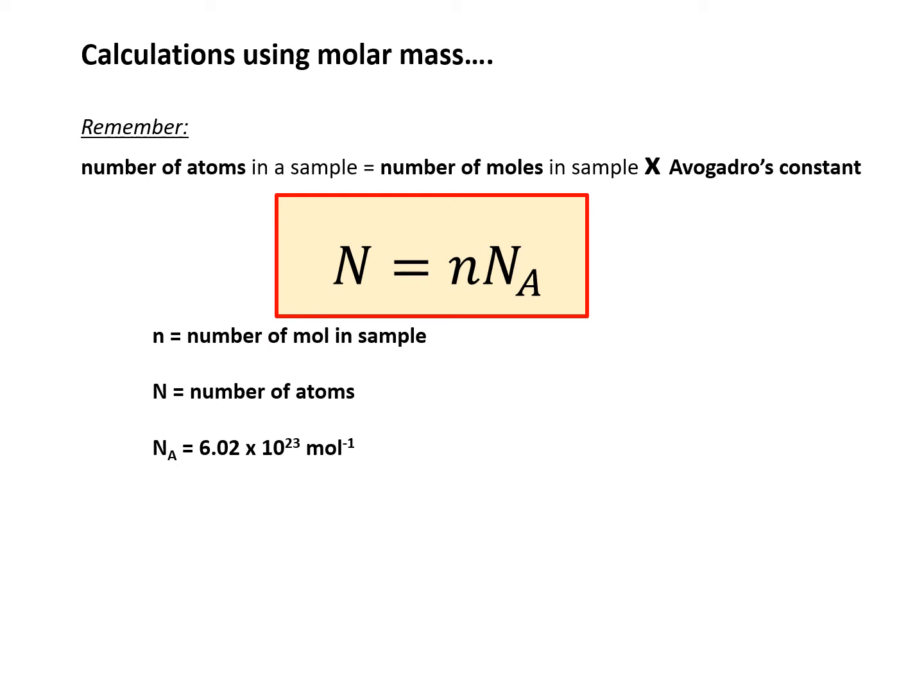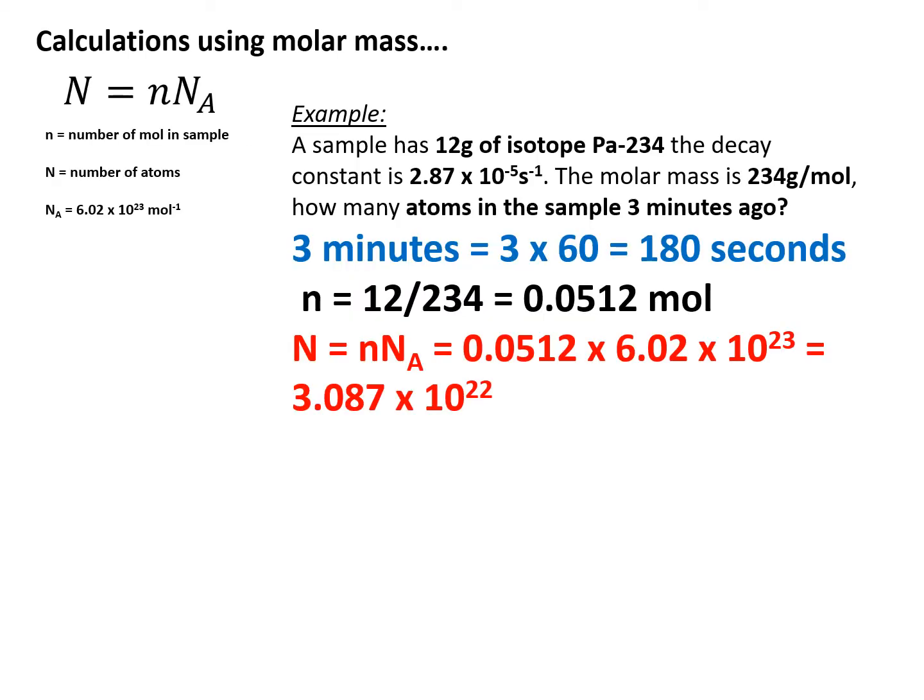We can also do calculations using molar mass. So remember, the number of atoms in a sample is the number of moles in the sample times Avogadro's constant. So for example, if we've got 12 grams of an isotope, the decay constant is 2.87 times 10 to the minus 5 inverse seconds, and the molar mass of that isotope is 234 grams per mole, how many atoms are in the sample 3 minutes ago? So 3 minutes is 3 times 60, so that's 180 seconds. The number of moles we've got is the mass of the sample divided by the molar mass. So that's going to give us 0.0512 moles. So the number of atoms we've got is going to be that times Avogadro's constant.